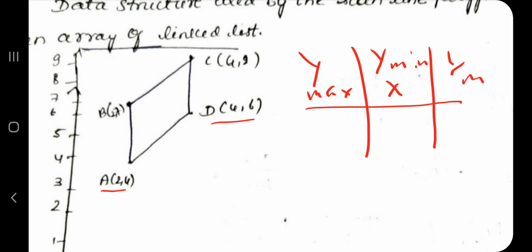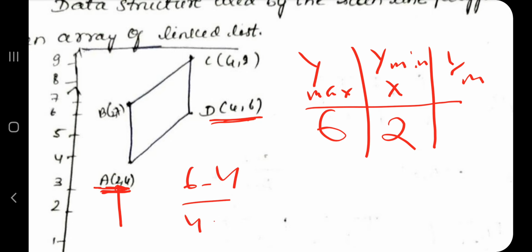What is the maximum y value among these two? It is 6, so write 6 here. What is the minimum value? 4. What is the corresponding x value? 2, so we write 2 here. What is 1 by m? What is m first of all? 6 minus 4 by 4 minus 2, right? This minus this, divided by this minus this. So 6 minus 4 is 2, 2 by 2 is 1, so 1 by m is also 1.